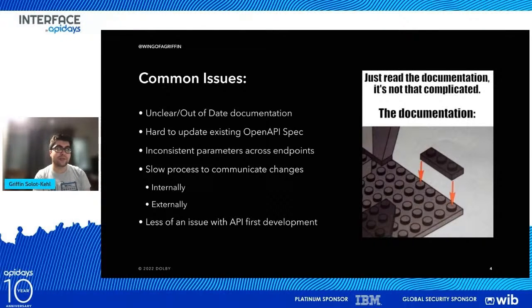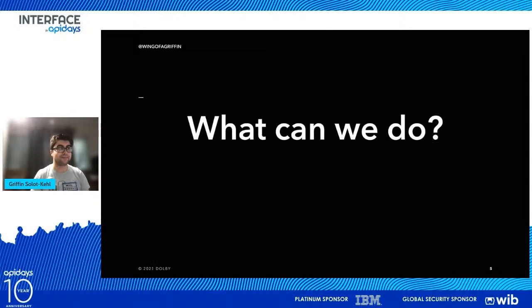There's usually a slow process to communicate these changes, both internally, so that we're updating the specification and the documentation, and externally, where when you are deprecating or updating something, you want to make sure your users know that it happened and also know how to migrate, so that it works as easily and as quickly as possible. This is less of an issue with API-first development, which is why I'm focusing on traditional engineering teams, but these are also good tips for anyone working in the API workspace.